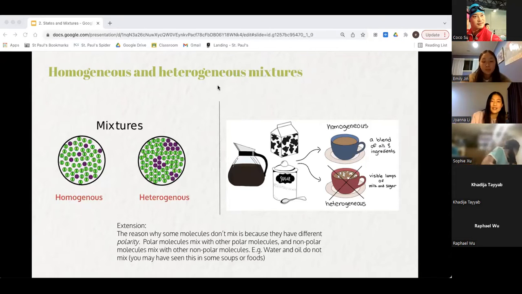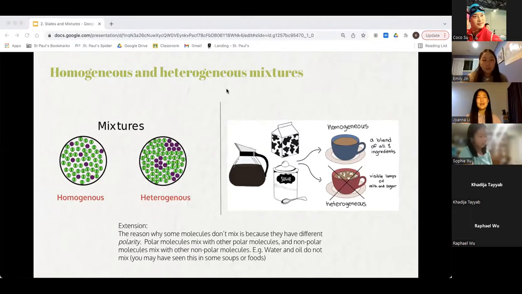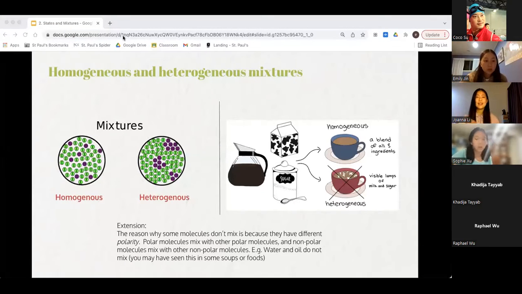Just for extension, if you guys are interested, if you're thinking of oil and water, why do they not mix? If you made a salad with a vinaigrette, maybe, why do they not mix? It's because of their different polarities. Polarities actually comes back again to bonding, and we can explain it more if you guys are interested, just email us or something. Basically, like molecules will mix with like molecules. So polar molecules mix with polar molecules, and non-polar mix with non-polar. But that's just a bit of extension.